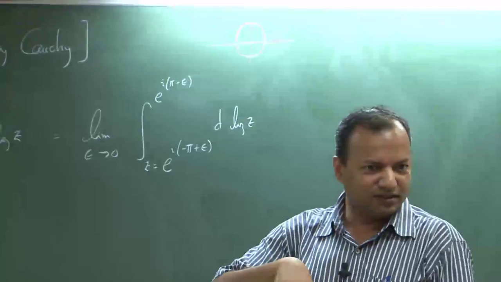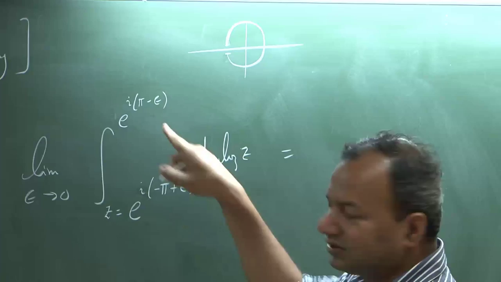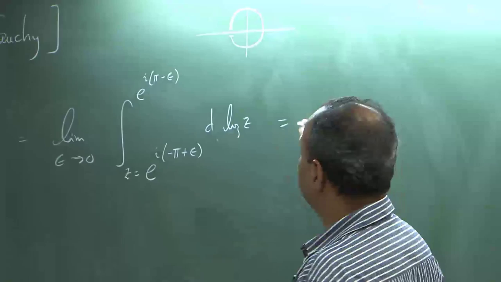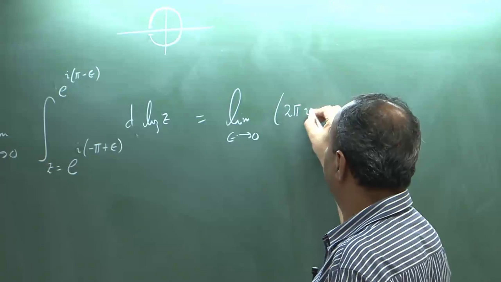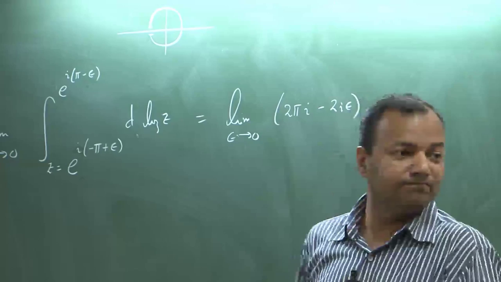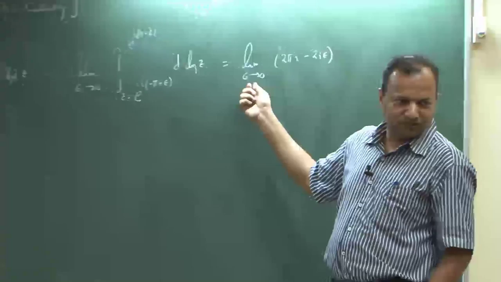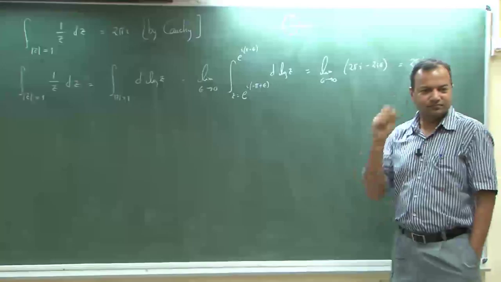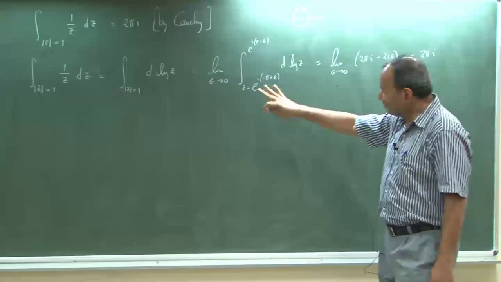Now, by Cauchy, well, actually, you don't even need Cauchy, but use the analyticity of the log z function to say that this integral is this log minus this log, which is two pi I minus two I epsilon. Okay. And as epsilon goes to 0, this becomes 2 pi I. And that matches perfectly with Cauchy's formula. So we could do this roundabout way of integrating and get the same value.